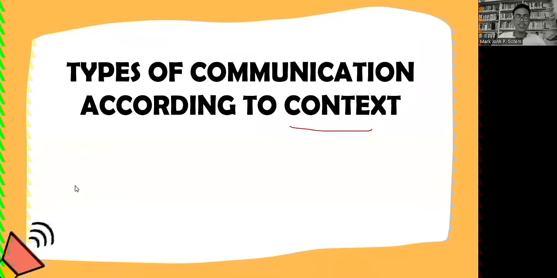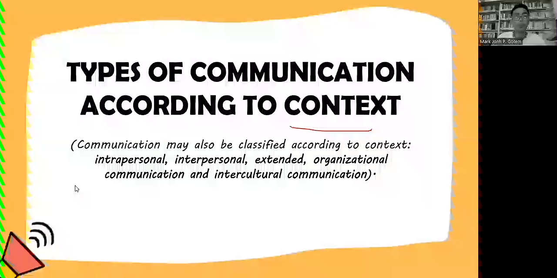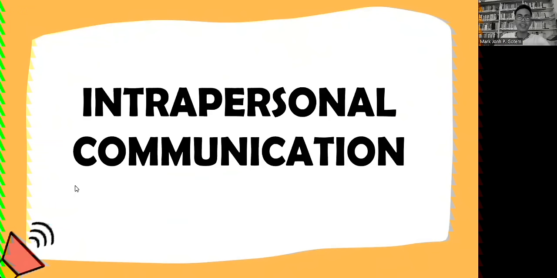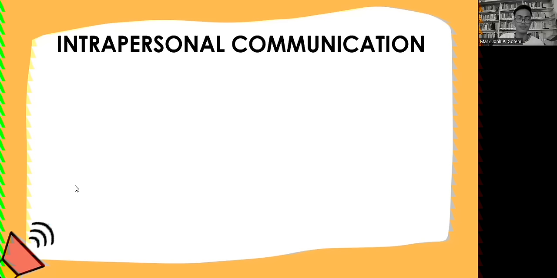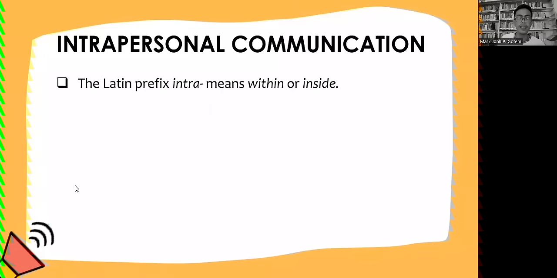So these are the types of communication according to context. Communication may also be classified according to context: intrapersonal, interpersonal, extended, organizational communication, and the intercultural communication. So let's start with the intrapersonal communication. So what is intrapersonal communication? The Latin prefix intra means within or inside.